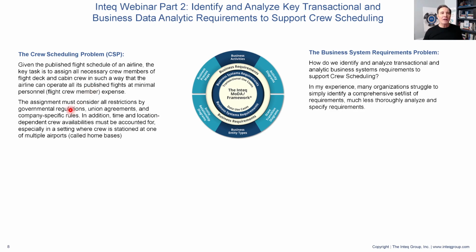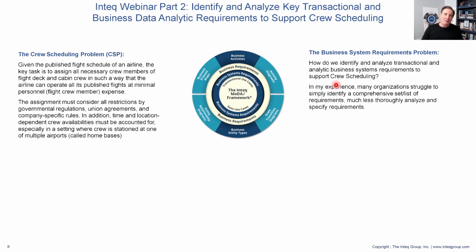And we have to consider all kinds of things: government regulations, union agreements, company-specific rules. We have to make sure we have crews that are eligible to fly a particular flight leg, in place and able to fly that flight leg. So our crew scheduling problem leads us to what I call the business systems requirements problem. How do we identify and analyze transactional and analytic business systems requirements to support crew scheduling?